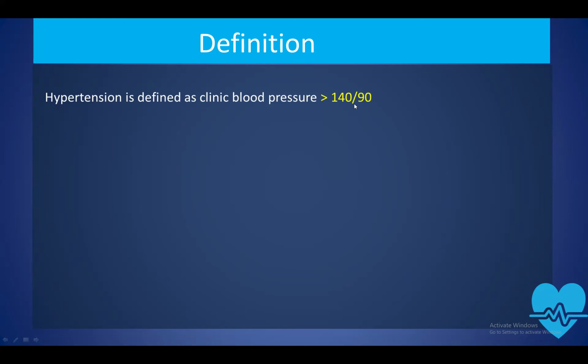For example, if a patient's blood pressure is more than 140 but less than 90, it is called isolated systolic hypertension. And if a patient's blood pressure is less than 140 but more than 90, it is called isolated diastolic hypertension. And if a patient's blood pressure is more than 140 and more than 90, it is also called hypertension. In all cases, we will treat it according to guidelines.